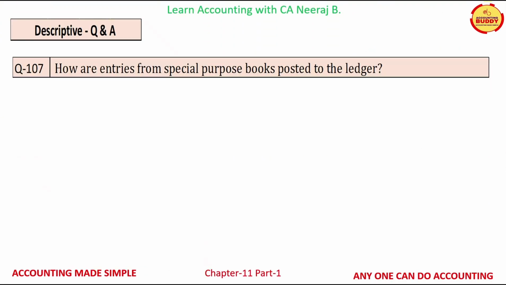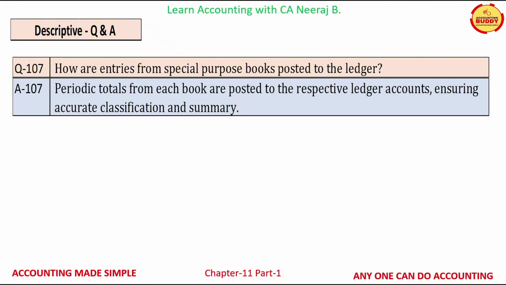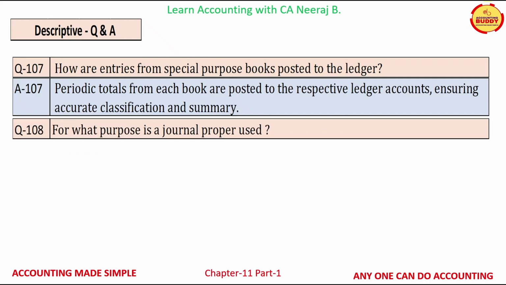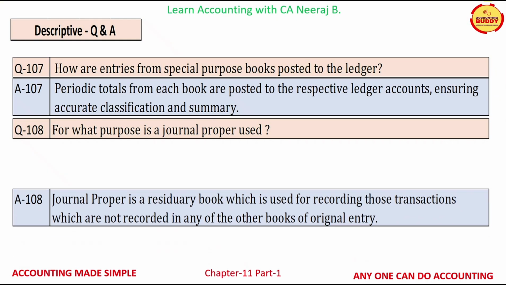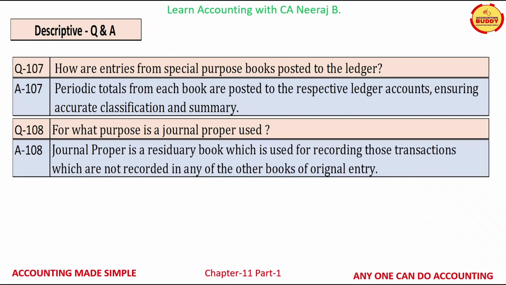Question 107 is, how are entries from special purpose books posted to the ledger? And the answer is, periodic totals from each book are posted to the respective ledger accounts, ensuring accurate classification and summary. Question number 108, for what purpose is the journal proper used? And the answer is, journal proper is a residual book which is used for recording those transactions which are not recorded in any of the other books of original entry.